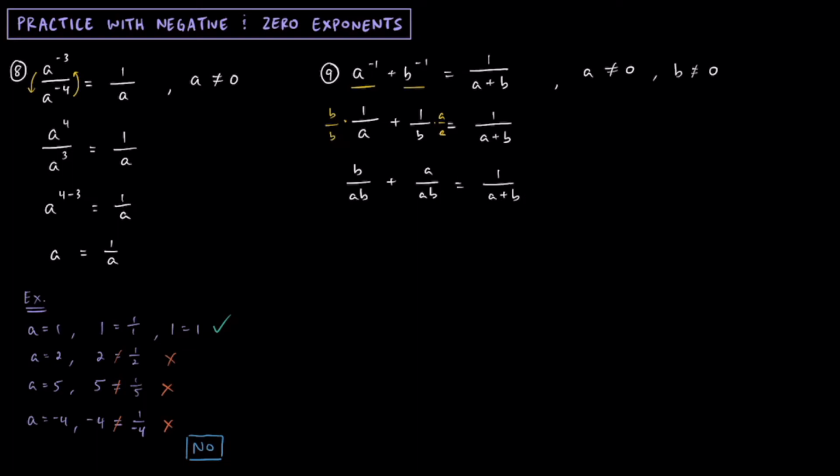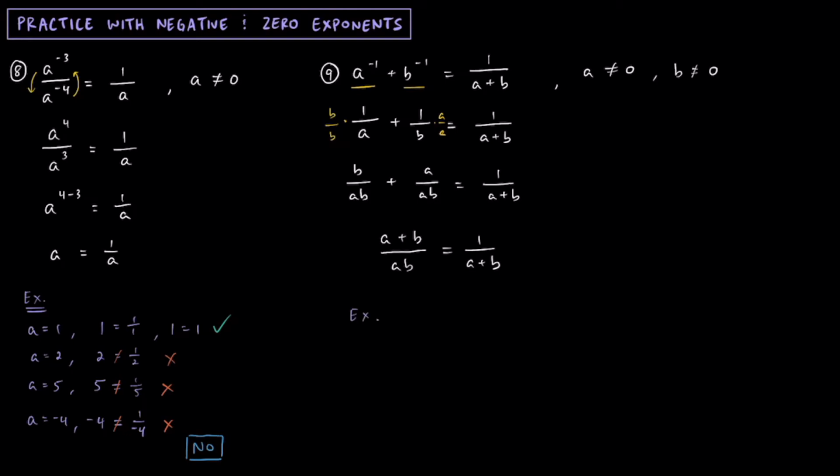Now that we have common denominators, we can say this is going to be a plus b over ab. And we're wondering, is that always equal to 1 over a plus b? And so we can try to prove or disprove this using some different values here. So let's see if this actually works.